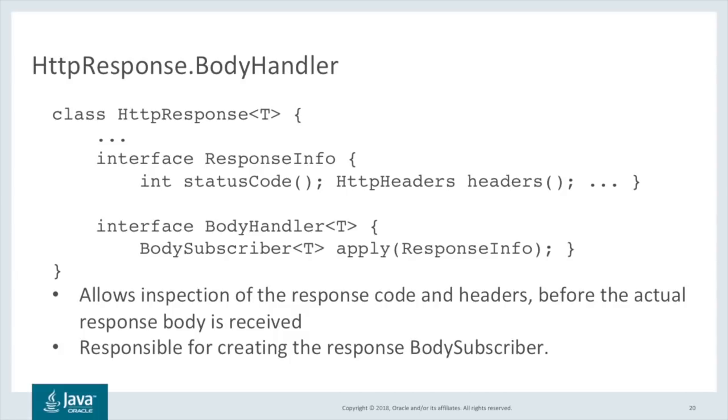In this session, we're going to focus on the response. BodyHandler is a functional interface that has a single method, apply, that takes a ResponseInfo containing the status code and headers. The body handler is invoked when the response status code and headers are available, but before the actual response body bytes have been received. The body handler can inspect the response code and headers before returning the body subscriber. The body subscriber will then be used to receive the actual response body bytes.